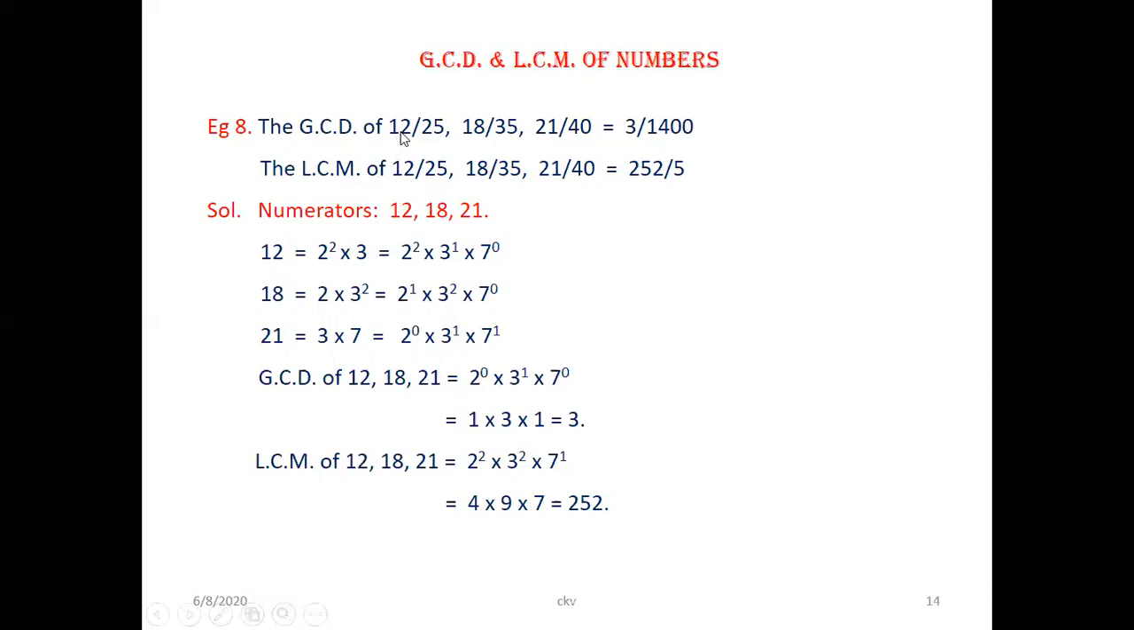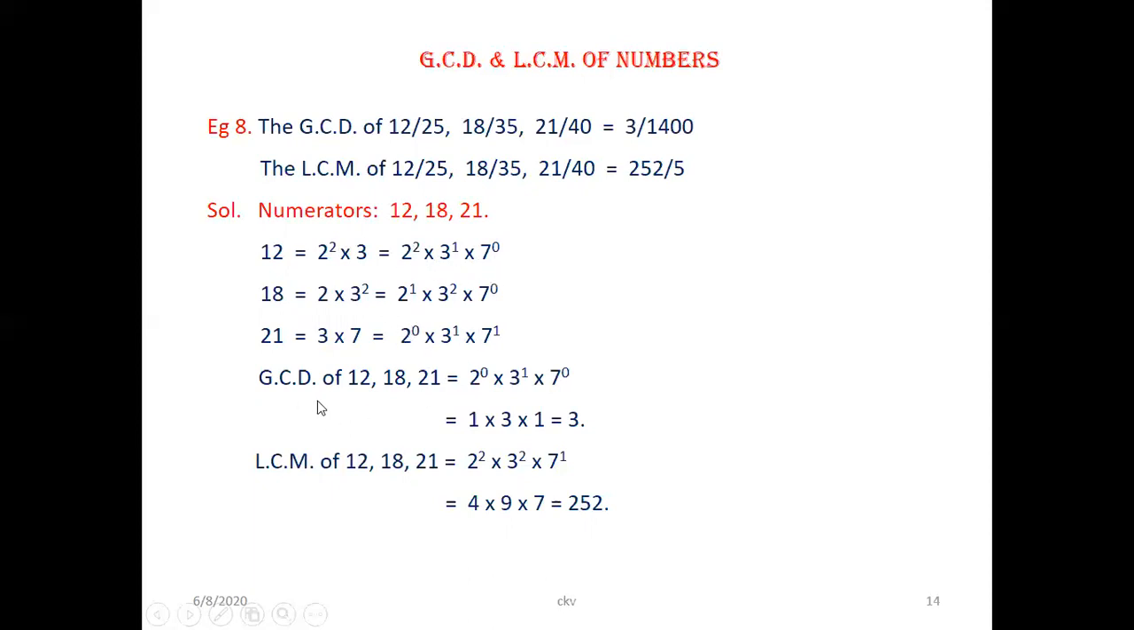So numerators are here 12, 18, 21. See here I did this by factorization method. You write 12 as product of prime powers like I explained to you in the previous slides. 18 also product of prime powers like I explained to you in the previous slides. And 21 is product of prime powers. See, in all these prime factorizations, 2, 3, 7 are prime numbers and they are common to all these numbers.